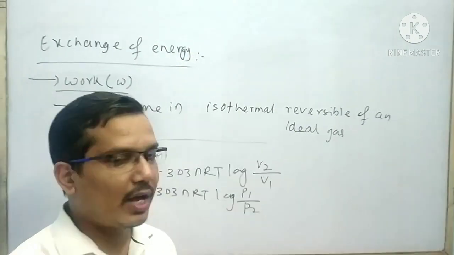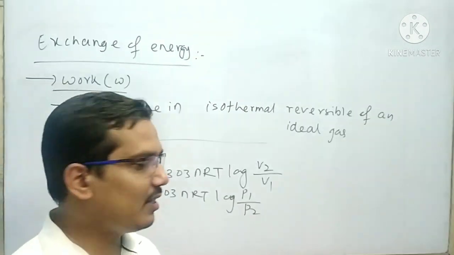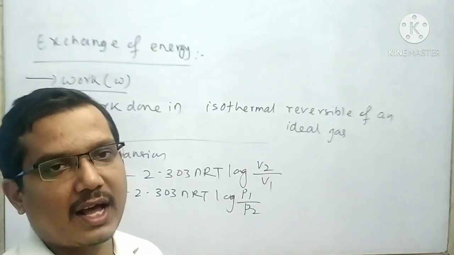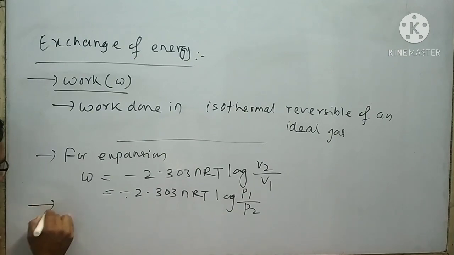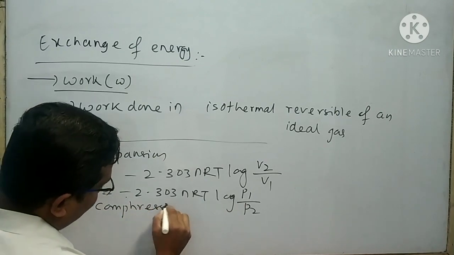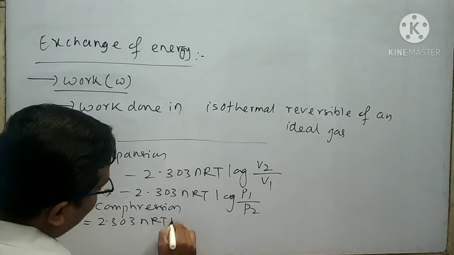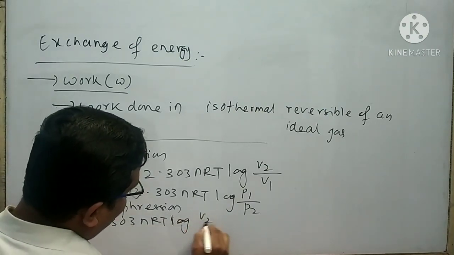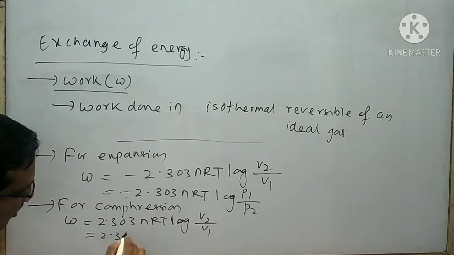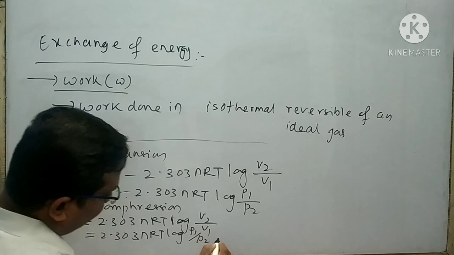Here P1, V1 are related to the initial state, P2, V2 related to the final state. That means P1, V1 are the pressure and volume respectively at the initial state. P2, V2 are the pressure and volume respectively at the final state. Remember another formula for compression. W equal to 2.303 nRT log of V2 by V1. Again we can also write W equal to 2.303 nRT log of P1 by P2.